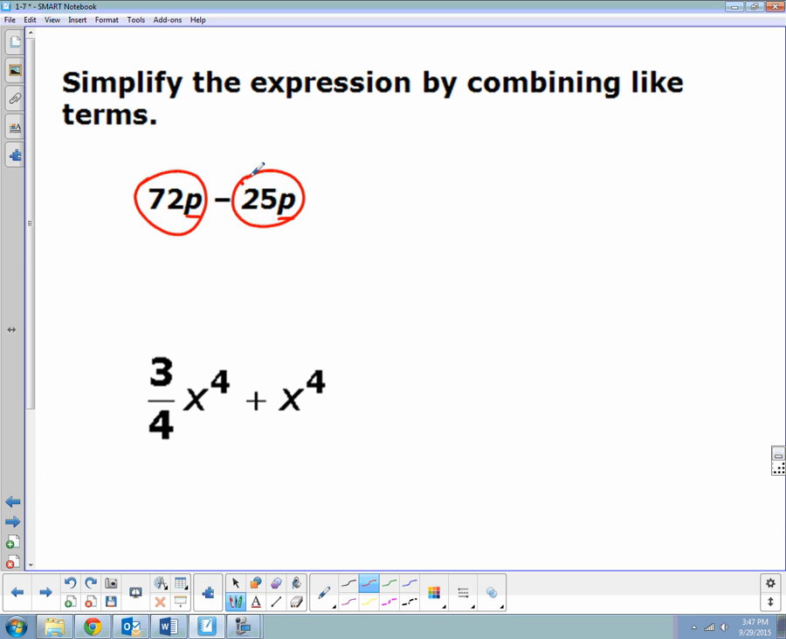And I'm going to end up with, what... my brain just kind of went, so let's just write it out. When your mental math isn't going the way you want it to, write it out. 72 minus 25, and I'm going to end up with 47 p's in the end. So it's just combining, we're not solving for p. We have no idea what p represents. We just know that if I have 72 p's and I take 25 p's away, I'll have 47 p's left over.